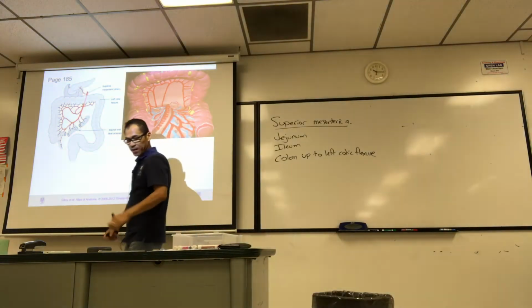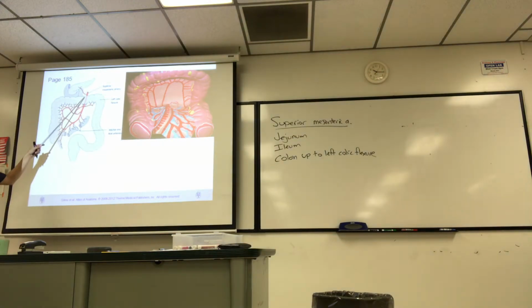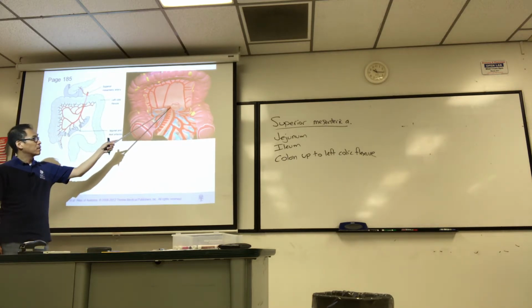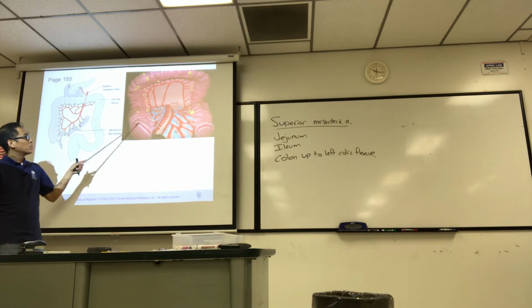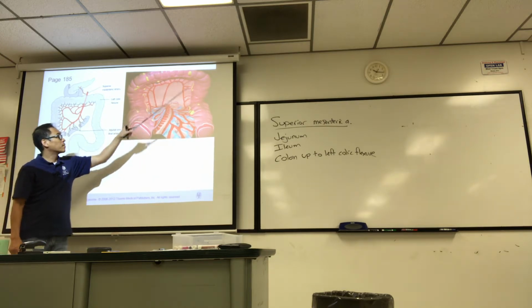Here's a schematic that's kind of easier to look at. They don't show where it branches off, but you can kind of see it goes off to the right. And it gives off many branches supplying blood to the jejunum and ileum, and then supplying blood all the way over here to the left colic flexure. There's a model we have in the room. There's that same SMA right there. Okay? They cut off all the little branches there, but they do show how it supplies blood all the way up to there. Okay.